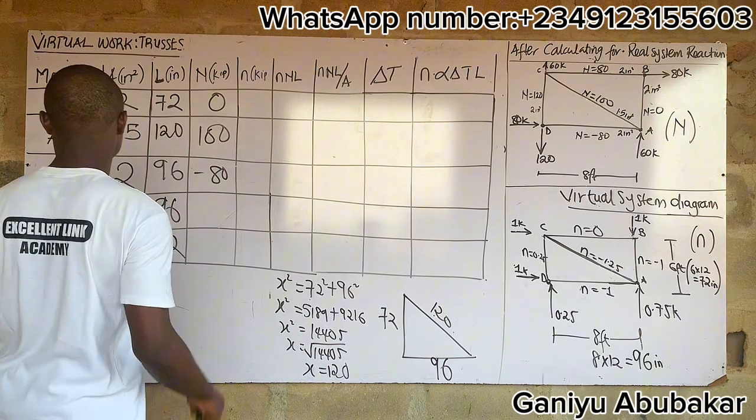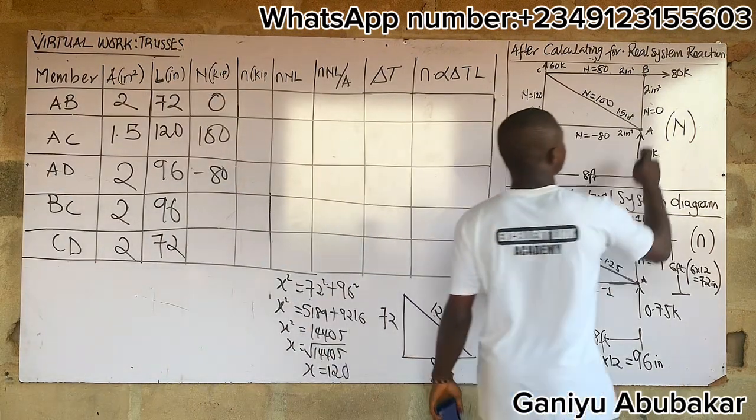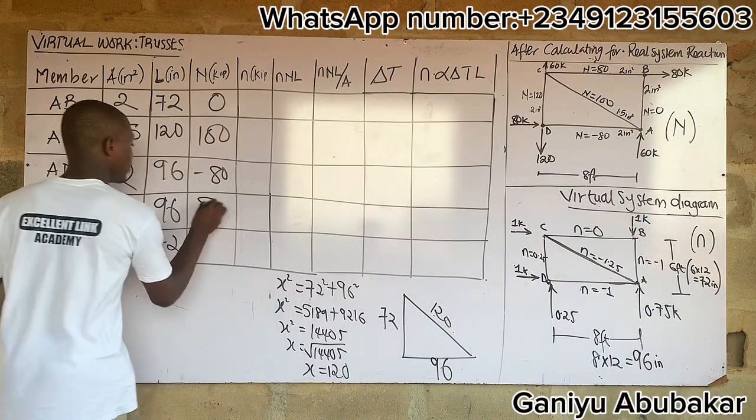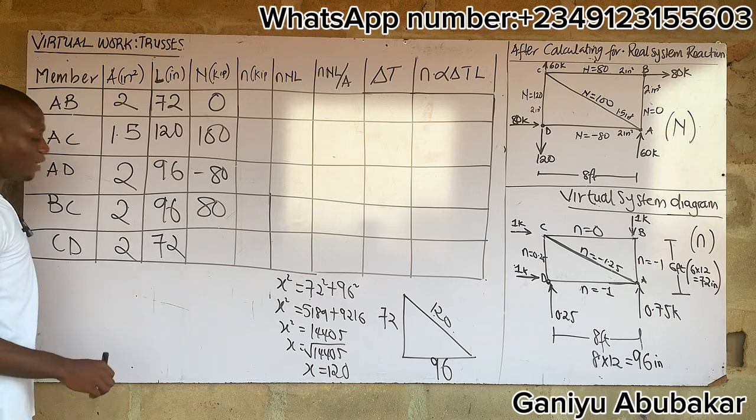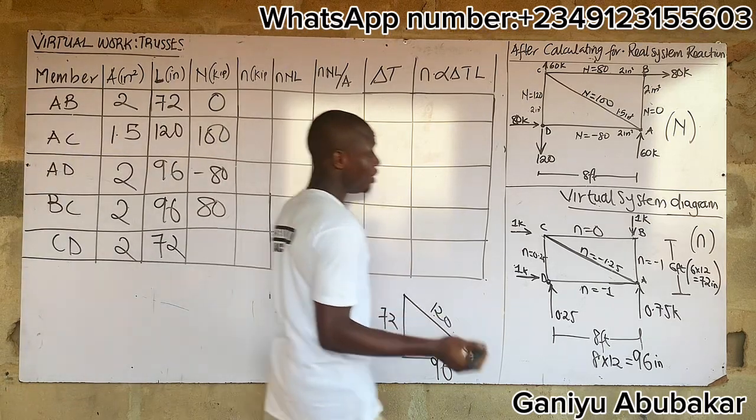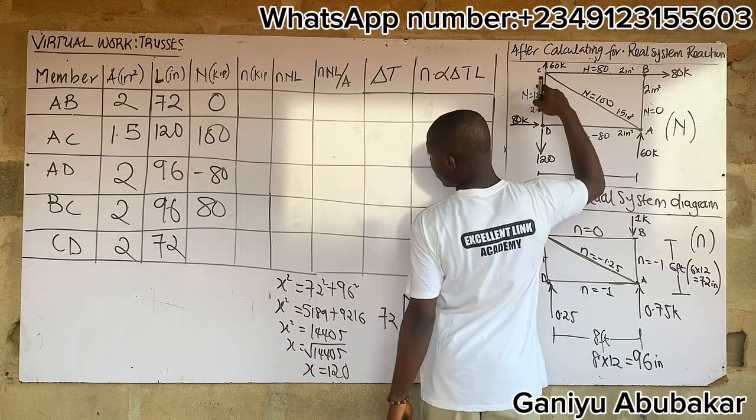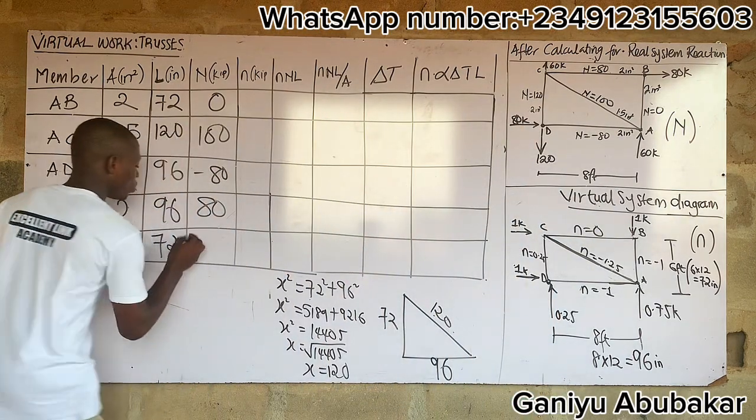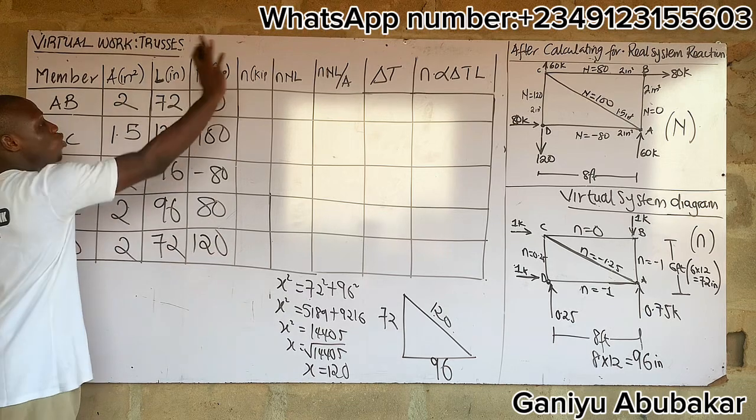What next? BC. Where's BC? B and C. Capital N is what? 80. Here is 80. Finally, CD. Check your CD. I have CD there. Capital N is what? 120. So here's 120.